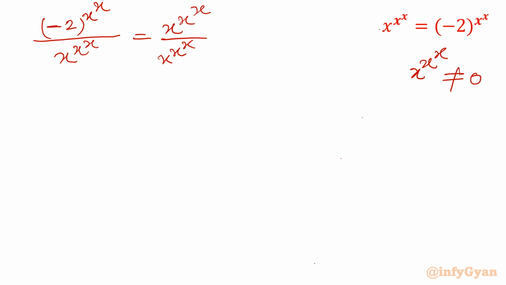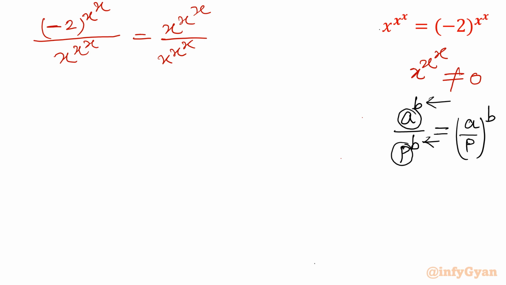Now you can see the base is different but the exponent is the same. So see the property of exponents. Let me write that property first. The property is a raised to the power b divided by p raised to the power b. Because the exponent is the same, we can write (a over p) whole power b. Once the exponent is the same but the base is different, we can take that division directly and make it a common exponent, that is b.